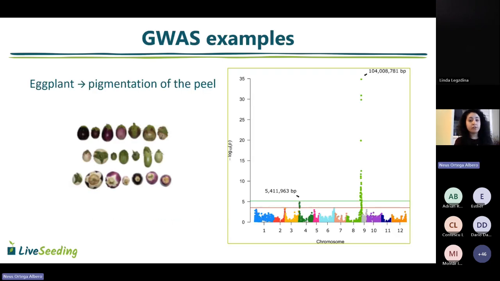So numerous examples have been performed in a lot of crops and are available in repositories, in Google Scholar, and published in a lot of sources. For example, in eggplant, some genes were discovered this last year that are associated with the pigmentation of the peel, and thus the quality of the fruit, and are very interesting for further studies about fruit quality for eggplant commercialization and cultivation.